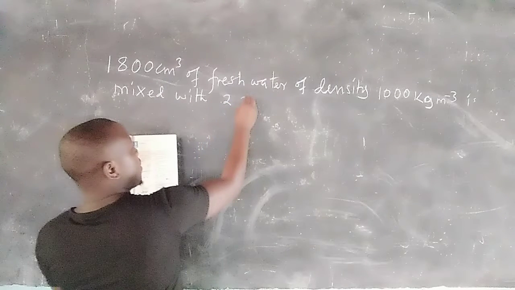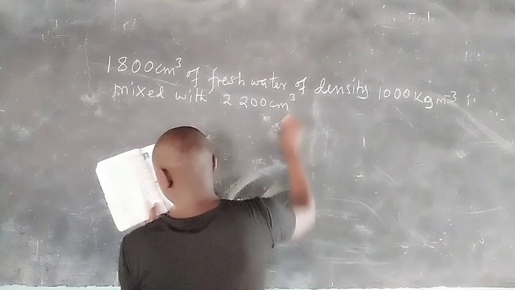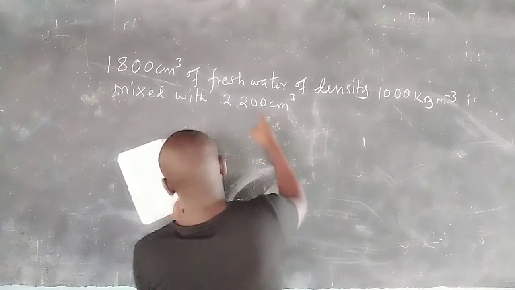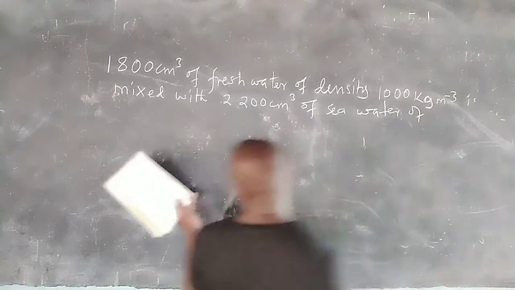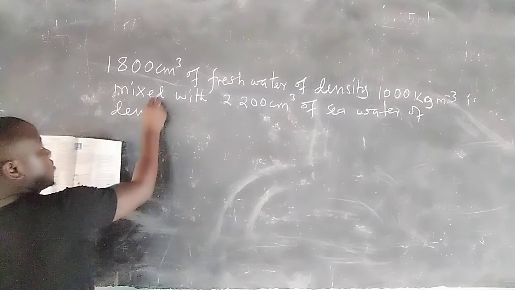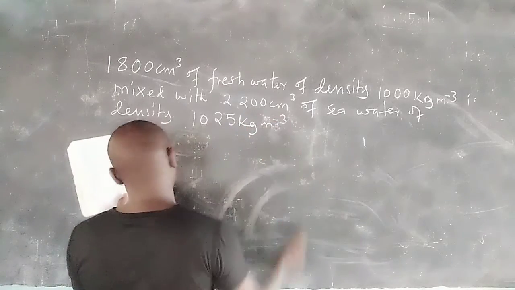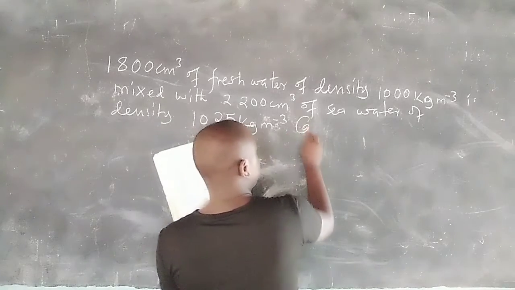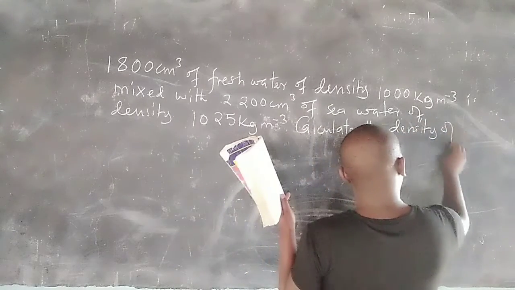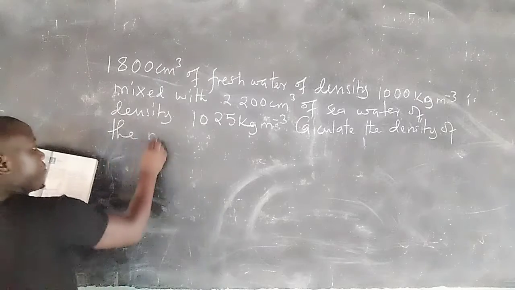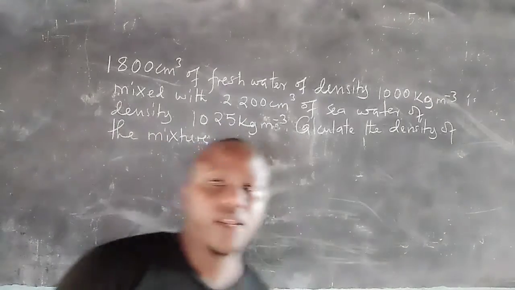with 2200 cubic centimeters of seawater of density 1025 kilograms per cubic meter. Calculate the density of the mixture.